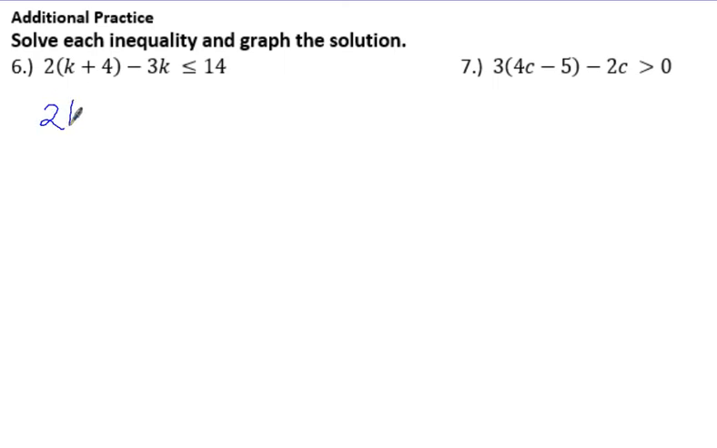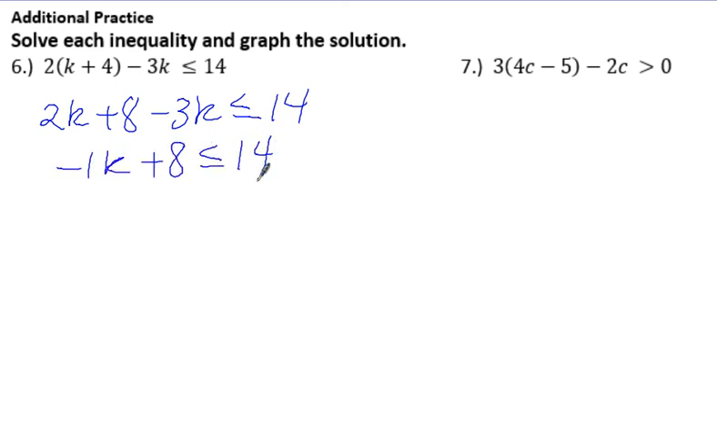All right, we get 2k plus 8 minus 3k less than or equal to 14. Negative 1k plus 8 less than or equal to 14. Minus 8, negative 1k, I'll put a 1, less than or equal to, what is that? 6? Why it says yes. Okay, this is the tricky part.